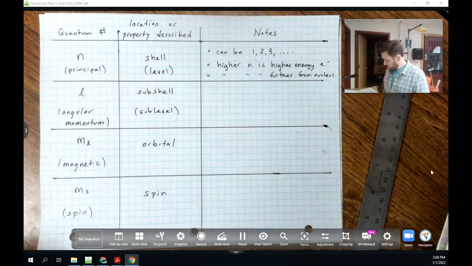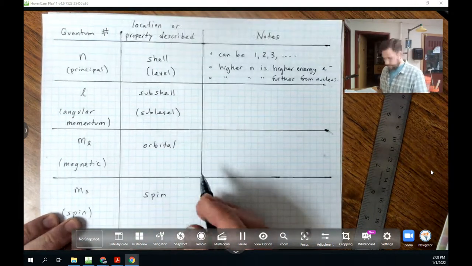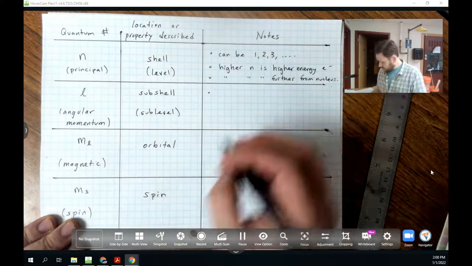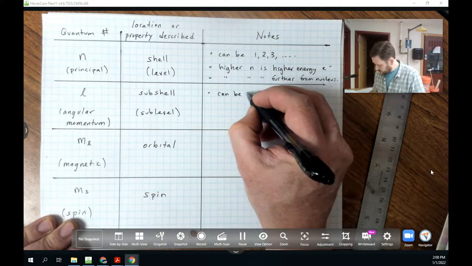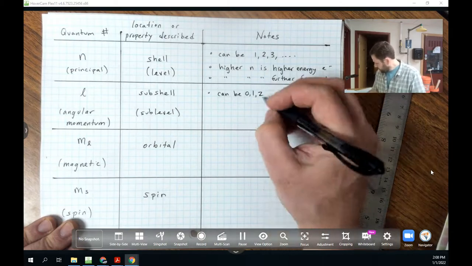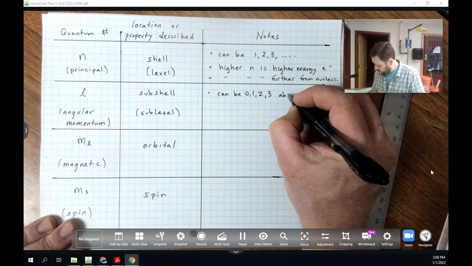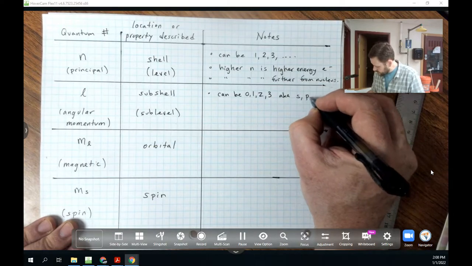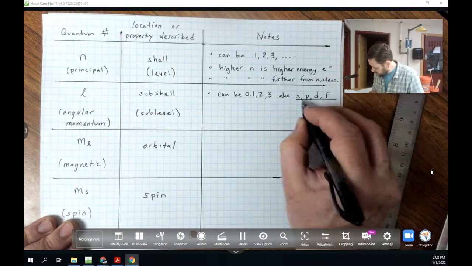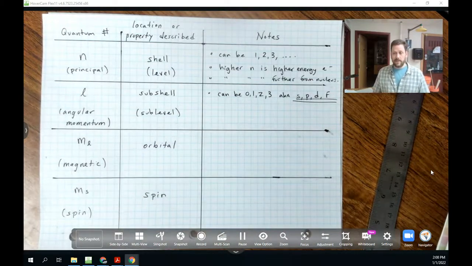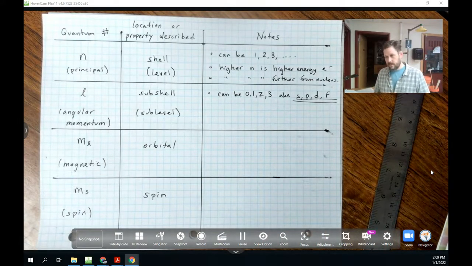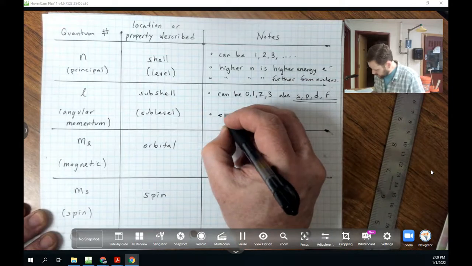The statements that I want to make about the subshell, first of all, are what values this can be. And we can write that this value for angular momentum quantum number can be 0, 1, 2, or 3. But more importantly, these are also known as s, p, d, and f. And I'm going to underline that because we typically don't refer to the subshell by number. We refer to it by these names. Is it an s subshell electron? Is it a p subshell electron? And so on.